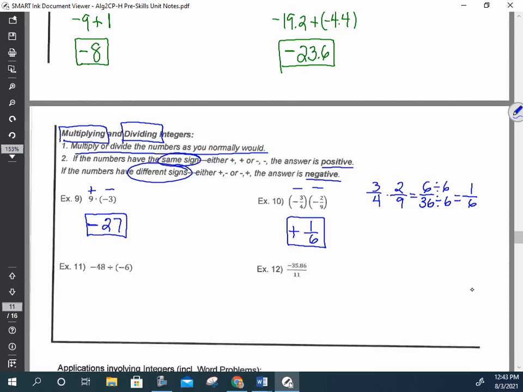Example 11, negative 48 divided by negative 6. So that's a negative divided by a negative, so that's positive. 48 divided by 6 is 8. Positive 8.